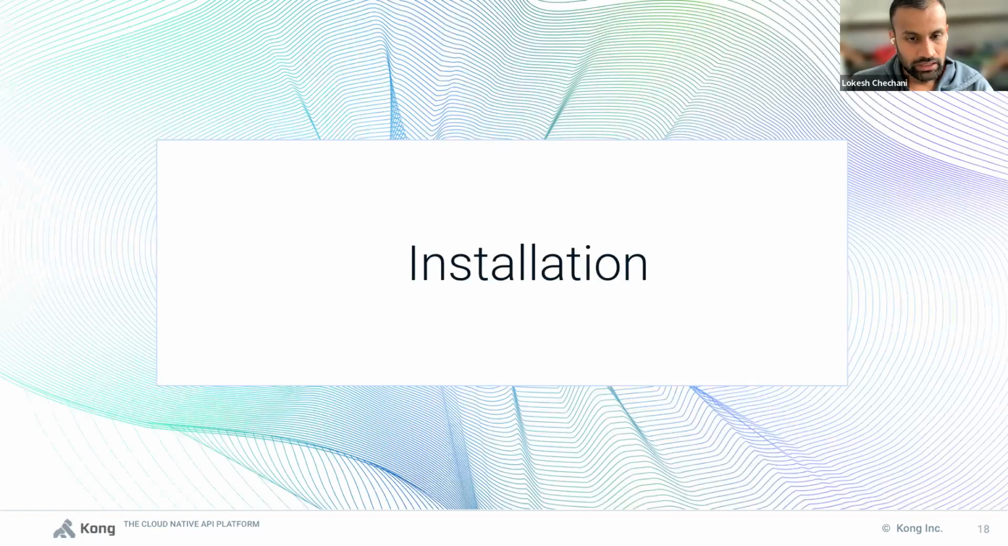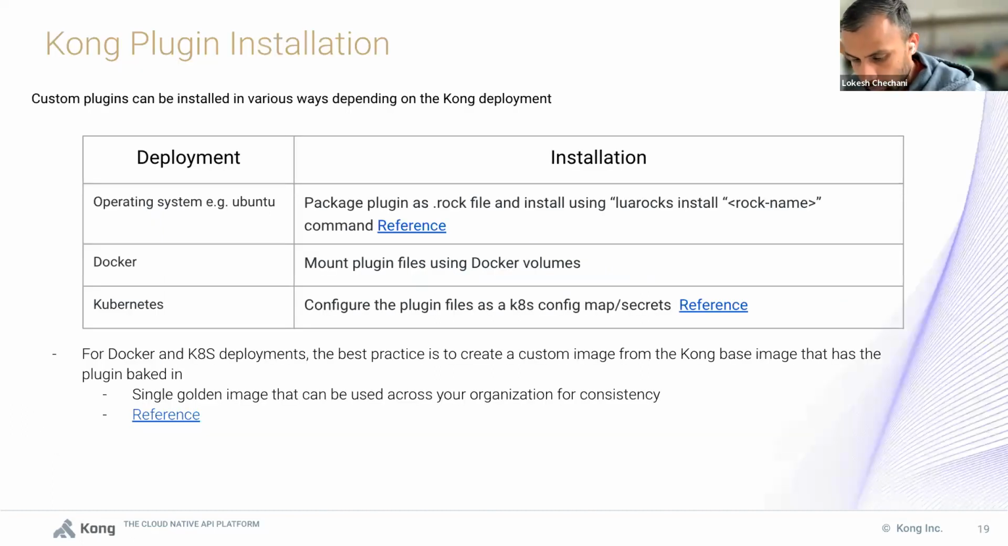Lua. Okay, installation. So if you see Kong, Kong can be deployed in many ways, right? You can deploy Kong on bare metal or in your VM. Then, if that is installed, you just pack the plugin file as a ROCK file, because this is how LuaRocks works. So you just package it into the ROCK file and use LuaRocks to install that plugin into your operating system.